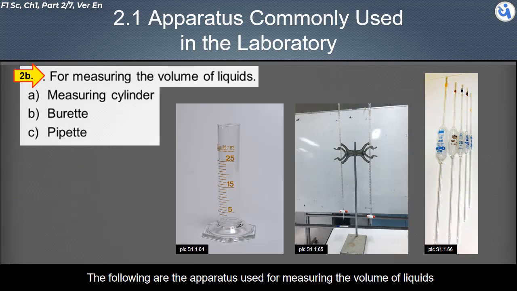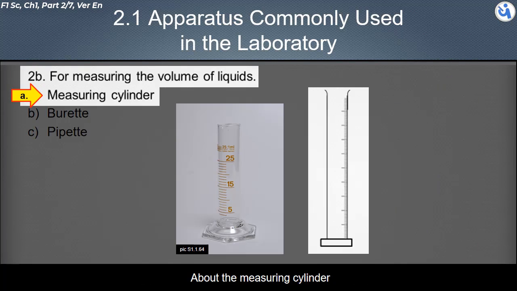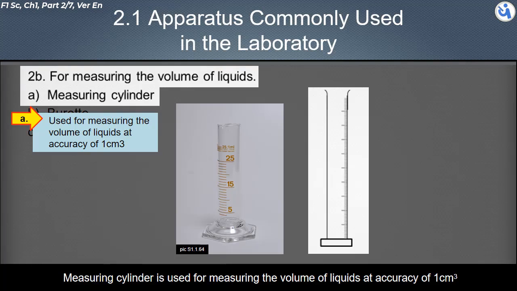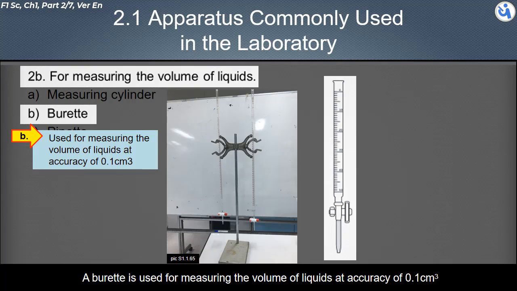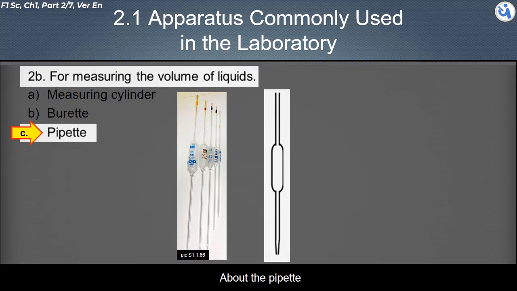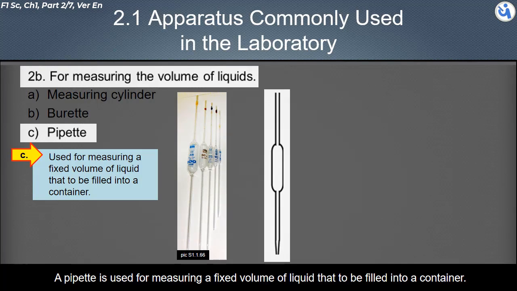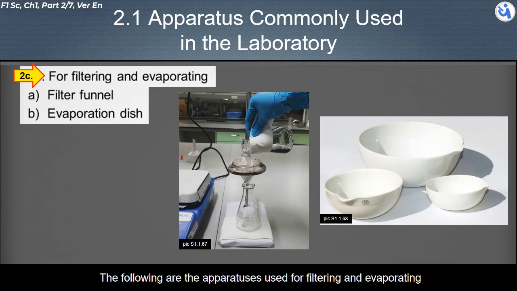The following are the apparatus used for measuring the volume of liquids. About the measuring cylinder. A measuring cylinder is used for measuring the volume of liquids at an accuracy of 1 cubic meter. About the burette. A burette is used for measuring the volume of liquids at an accuracy of 0.1 cubic meter. About the pipette. A pipette is used for measuring a fixed volume of liquid to be filled into a container.